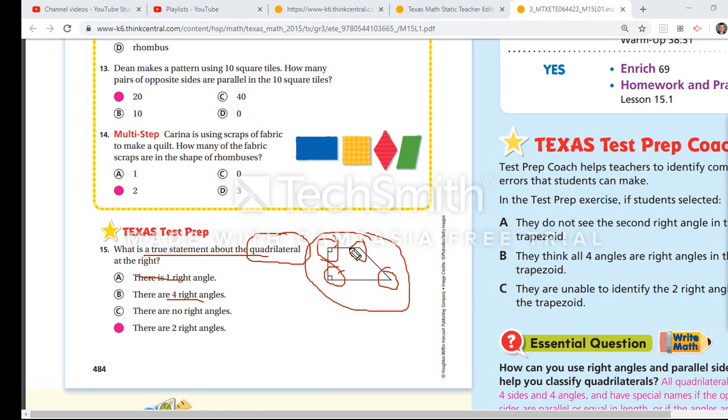The way I remembered it when I was young is obtuse was huge. And acute, oh, it's so small, it's cute. So smaller than 90, it's acute. Larger than 90, it's obtuse. And of course, if it's 90, it's a right angle. There are no right angles? Well, that's not correct because I see two right there. Remember, the symbol right here defines a right angle in the shape.